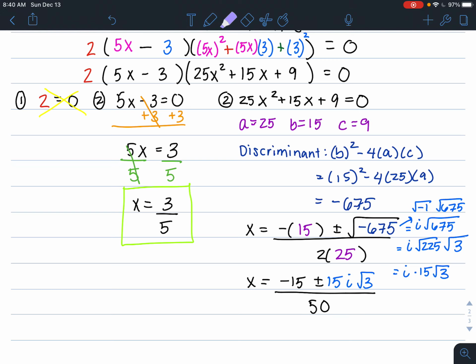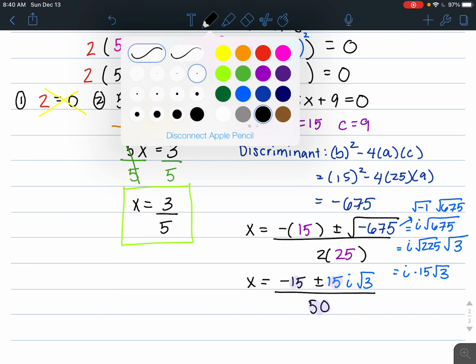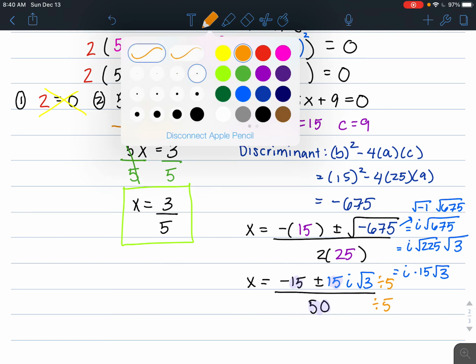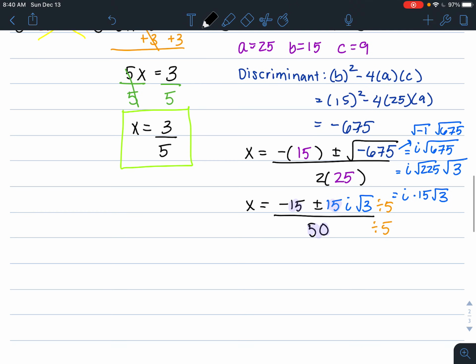So then if I look at all 3 parts, right, 15, 15, and 50 are all divisible by 5. So let's divide the numerator and denominator by 5 to reduce our fraction. So our final 2 answers to this problem are going to be negative 3 plus or minus 3i root 3 all over 10.